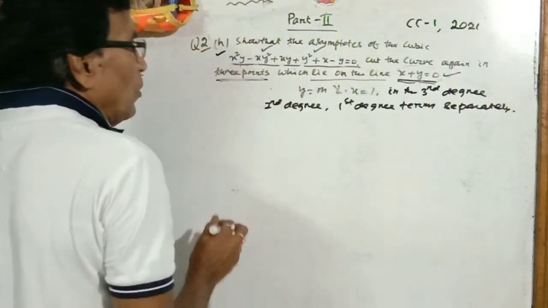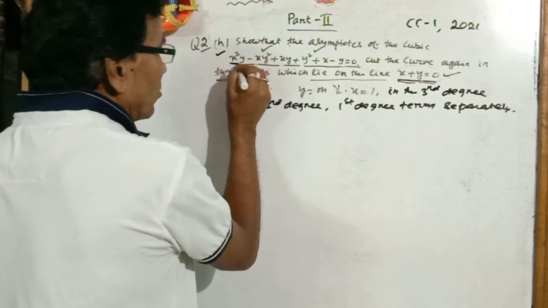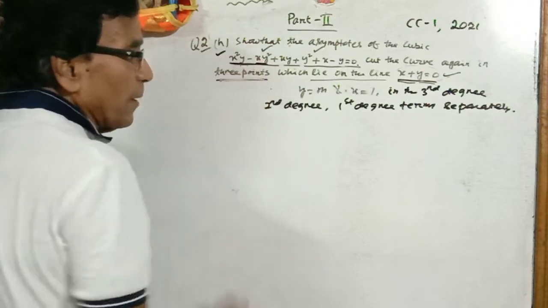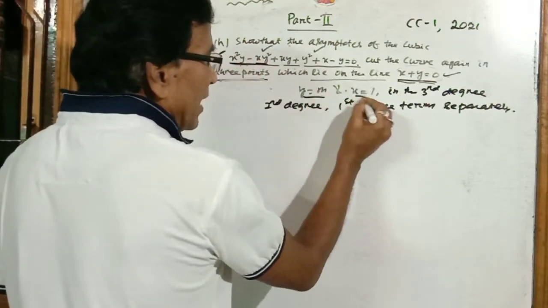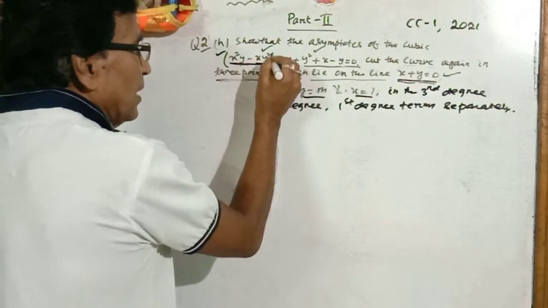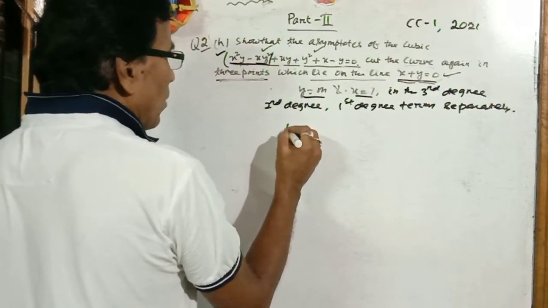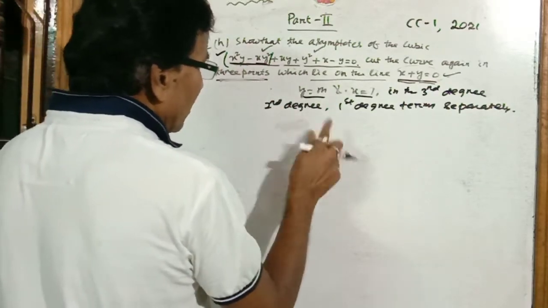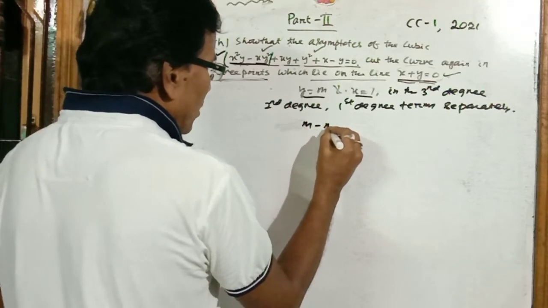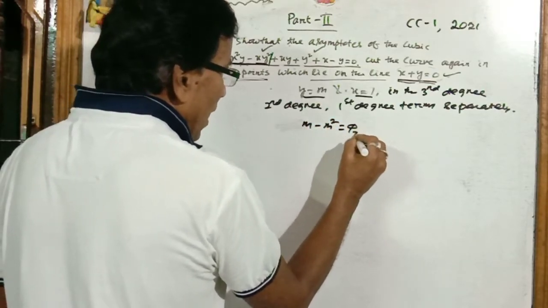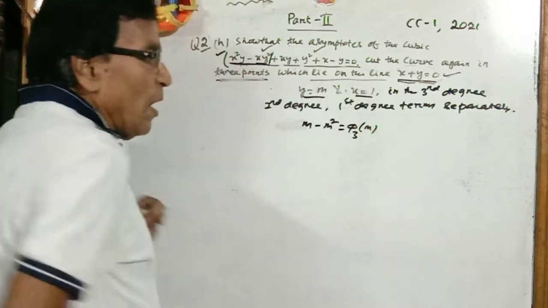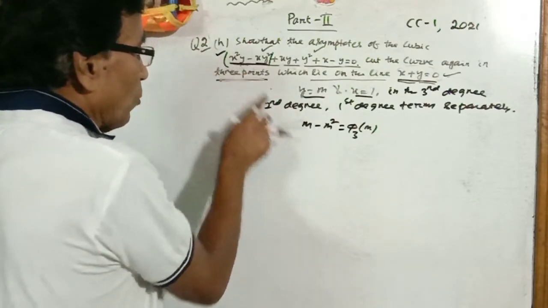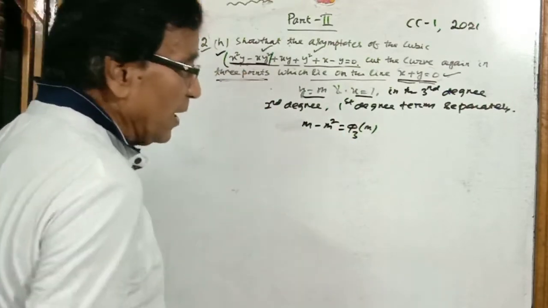So here you see which are the third degree terms. The third degree term is xy square minus x square y minus xy square. It is the third degree term. So putting y is equal to m and x is equal to 1 in the third degree terms, we are getting 1 minus m square, 1 into m. So m minus m square, that is equal to phi 3 of m. On putting y is equal to m, x is equal to 1 in the third degree term, we are getting that m minus m square is equal to phi 3 of m.